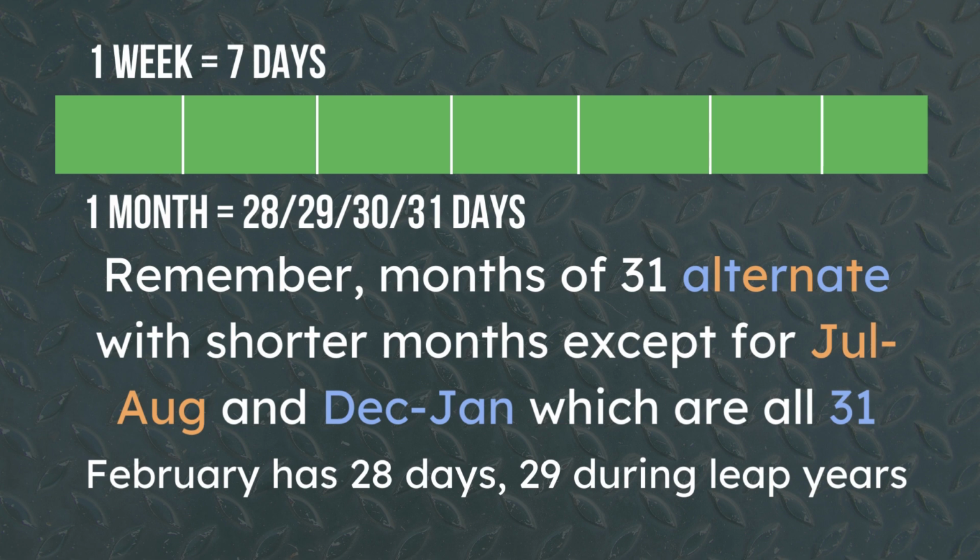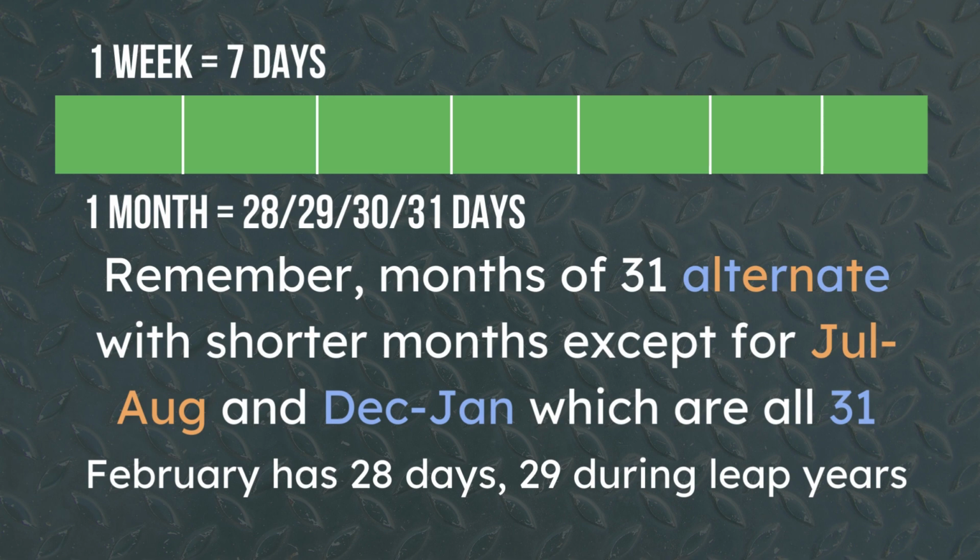1 week is 7 days, and 1 month, that's a little bit more complicated. It could be 28, 29, 30, or 31 days. Just remember that months of 31 alternate with shorter months, except for July, August, and December, January, which are all 31. And February has 28 days and 29 during leap years.